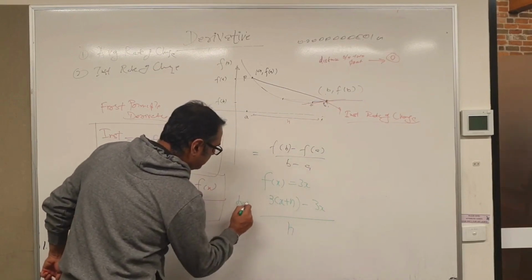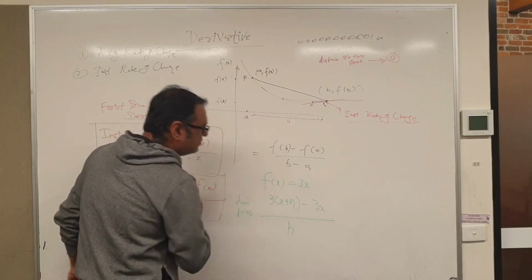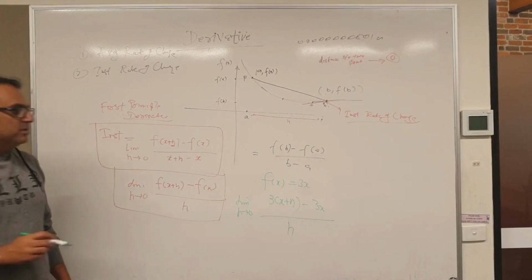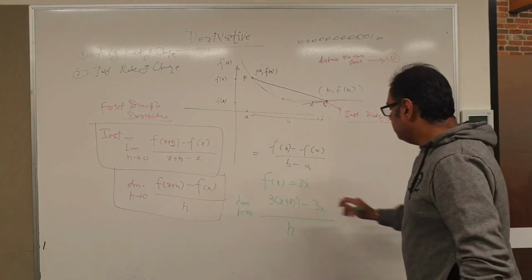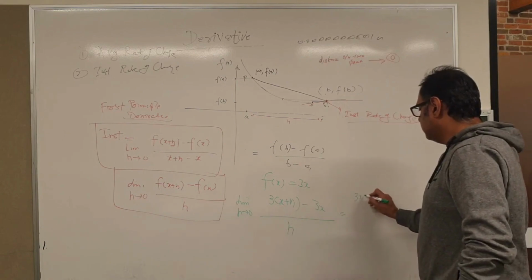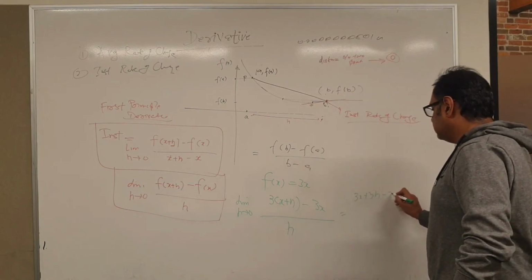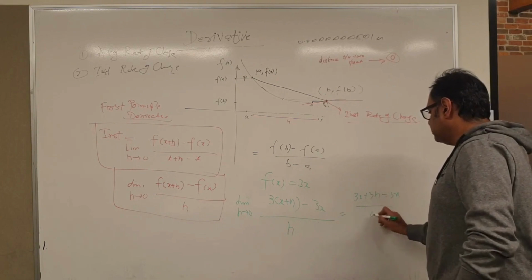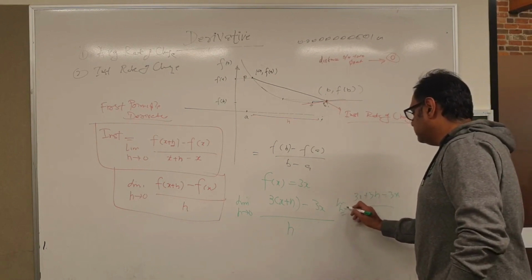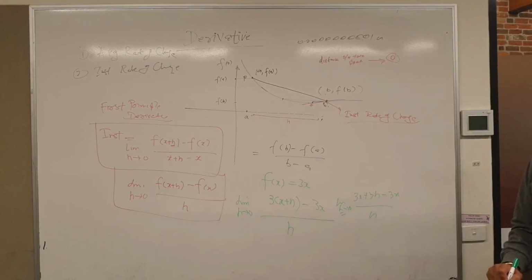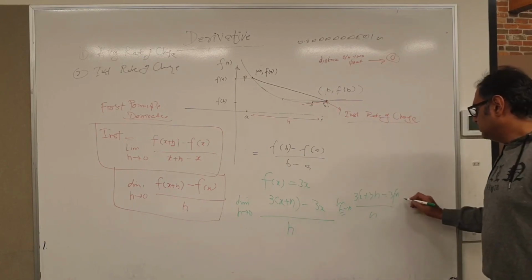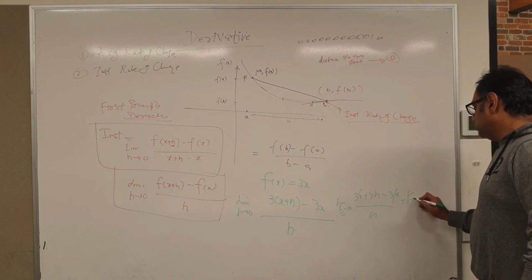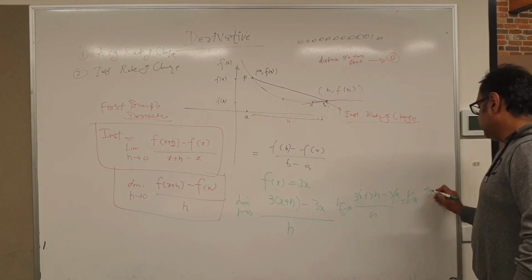And I say limit h tends to 0. Solve it. What do you get? 3x plus 3h minus 3x over h, limit h tends to 0. Algebraically, I can knock it off. And I say limit h tends to 0. 3h over h.